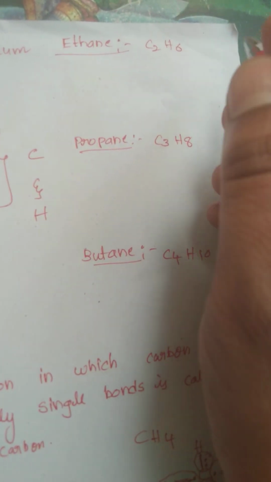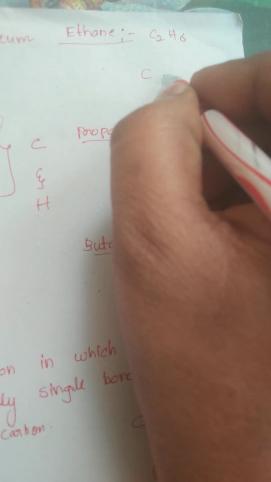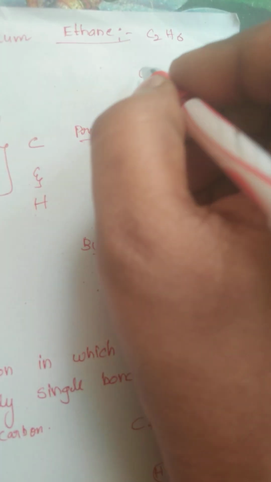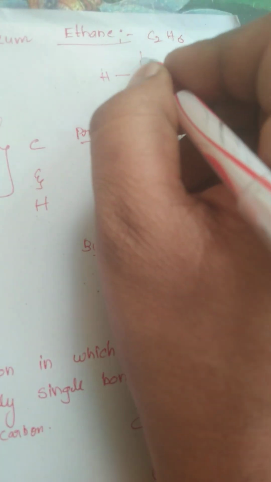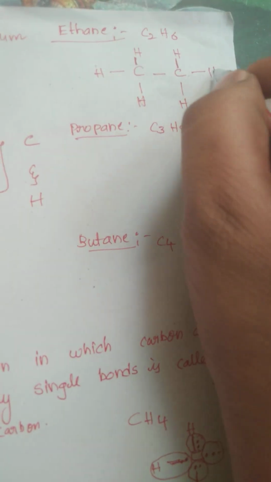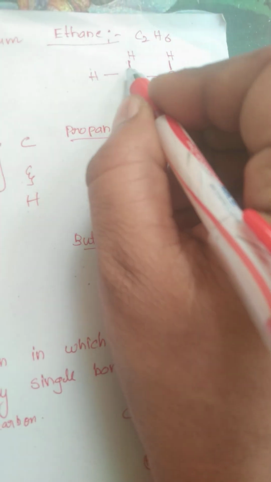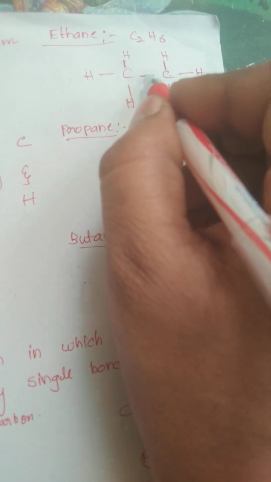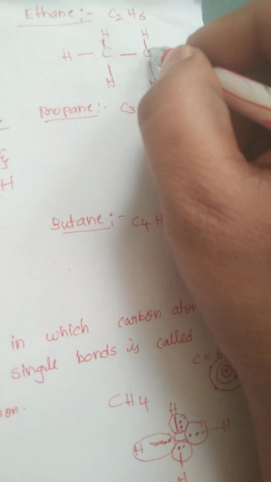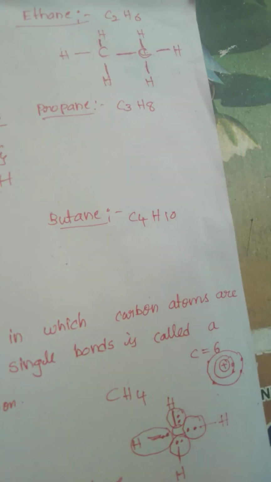And the second one is ethane. What is the structural formula of ethane? It has 2 carbon atoms, 1 and 2, and total 6 hydrogen atoms, 1 2 3 4 5 6. See, the carbon atoms are connected by only a single bond. You can observe carbon-carbon single bond, and carbon-hydrogen single bonds on each carbon.